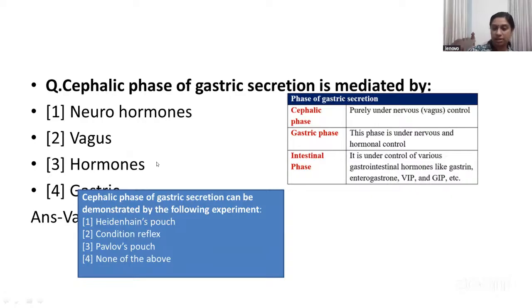There are different experiments which can demonstrate the cephalic phase of gastric secretion. Here the question asks which experiment can demonstrate the cephalic phase of gastric secretion. The options are Heidenhain pouch, conditioned reflex, Pavlov's pouch, none of the above. We have already studied in school that the cephalic phase, or the conditioned reflex, is demonstrated by Pavlov's experiment. So the answer here is Pavlov's pouch.